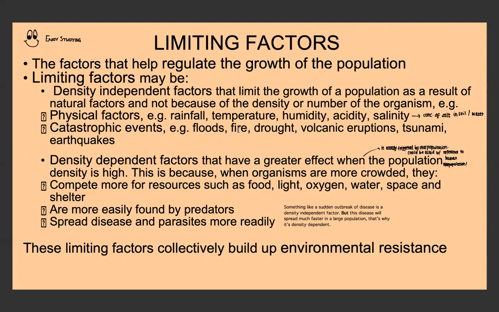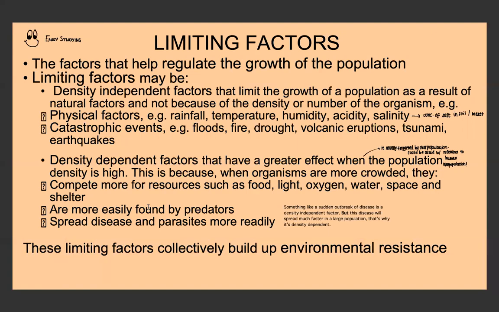Density dependent factors are factors that have a greater effect when the population density is high, so when there's a large number of organisms. It's usually triggered by the overpopulation, and this is quite important because there's a lot of density dependent factors that could happen relating to the overpopulation of humans. So density dependent factors would be a lack of resources, because more organisms mean that there's more competition for resources, things like food, light, oxygen, water, space, and shelter.